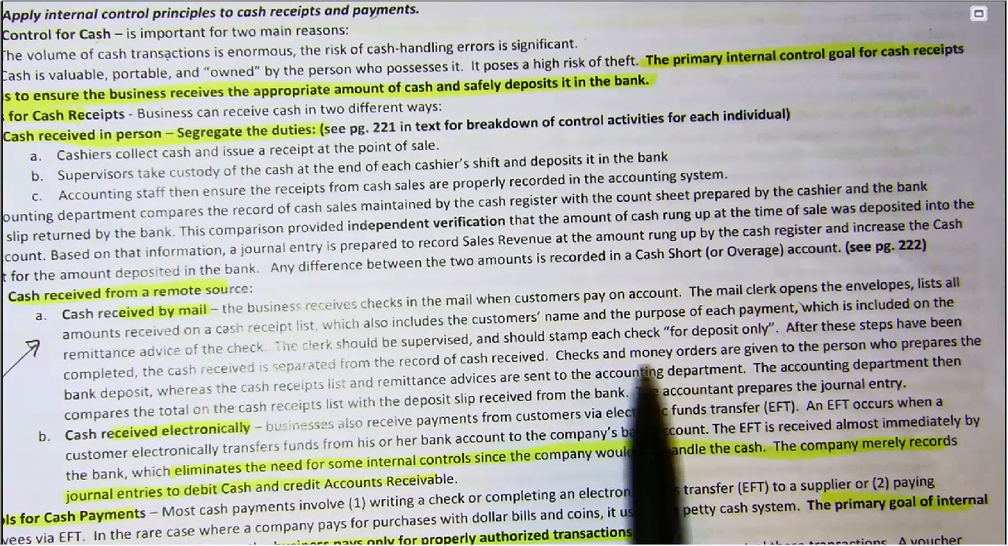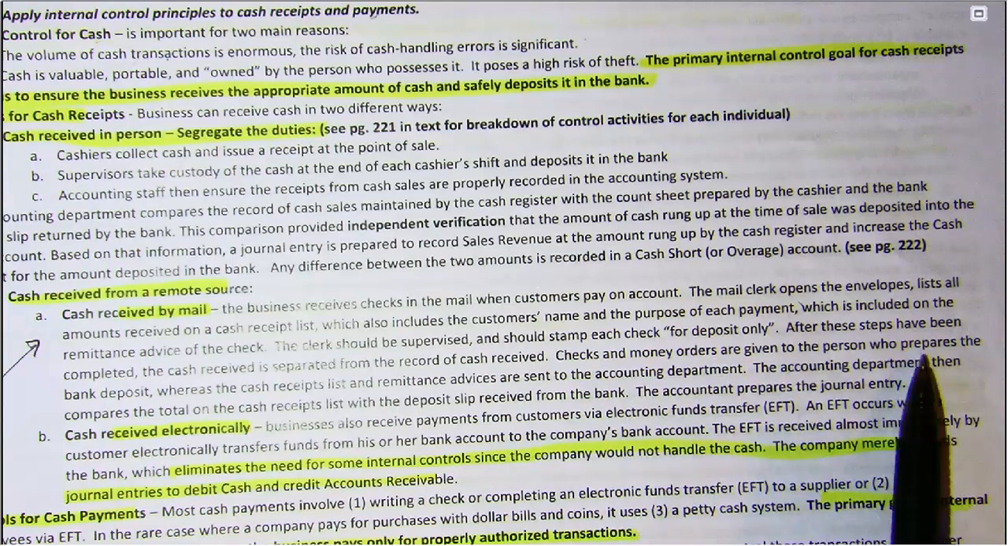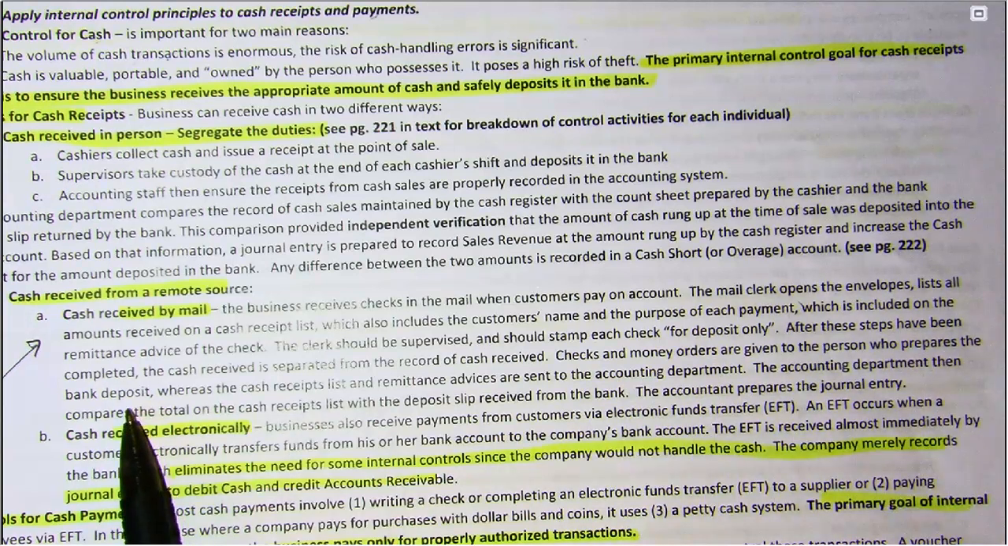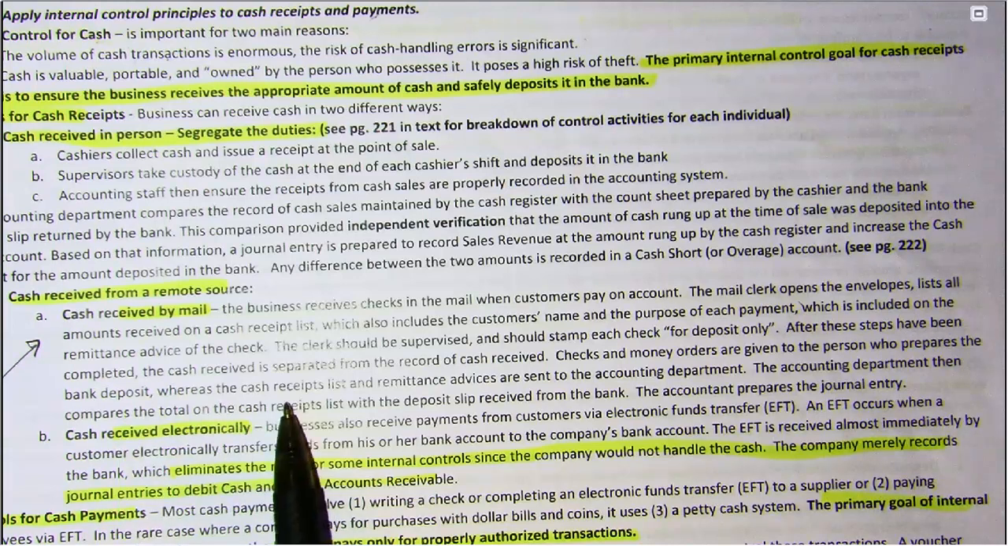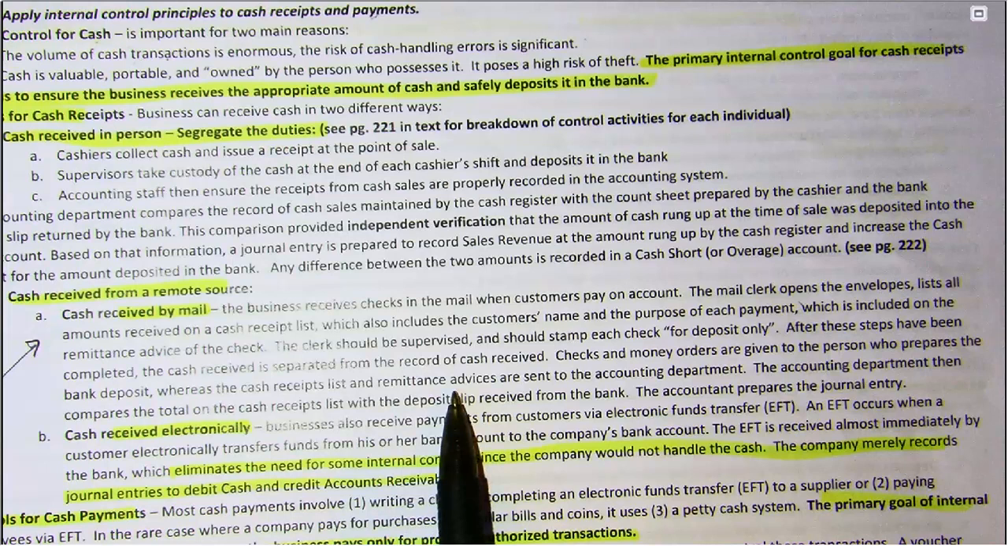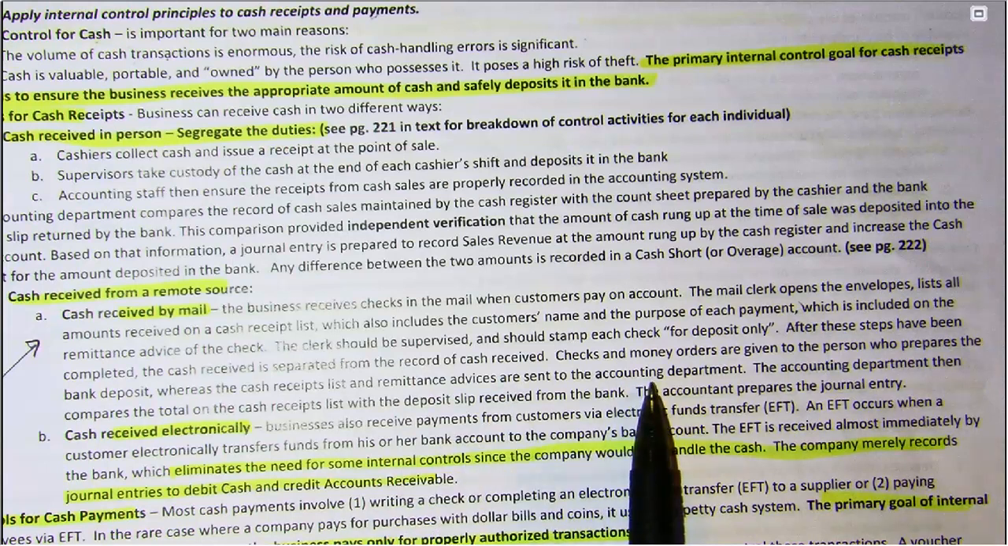The checks and the money orders are given to the person who prepares the bank deposit, so perhaps the treasurer or the chief cashier. Whereas the receipts list and the remittance advice go to the accounting department, and they're the ones who prepare the journal entry, debiting cash for the amount of the total deposit, and then crediting accounts receivable for the amounts that those customers have paid you.